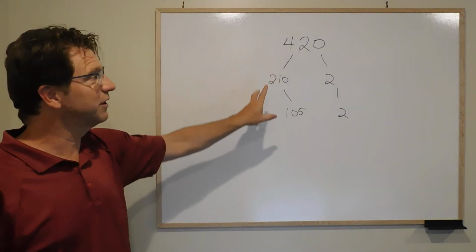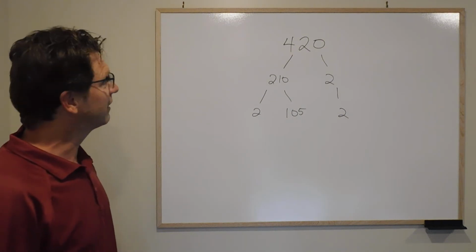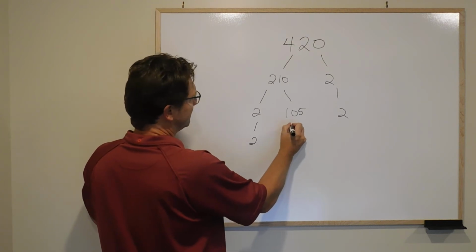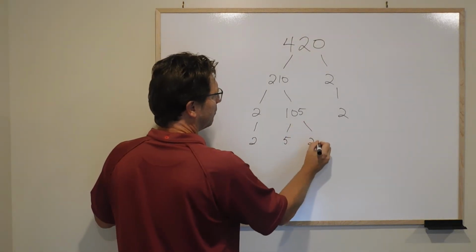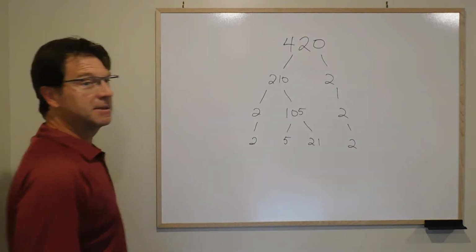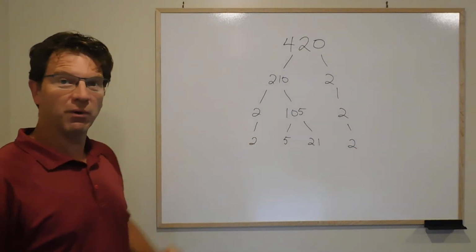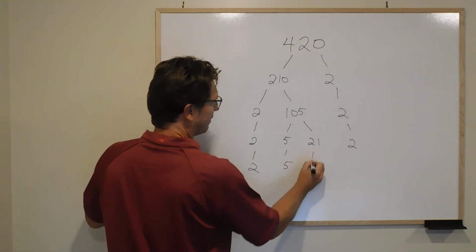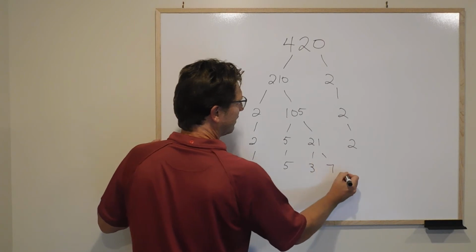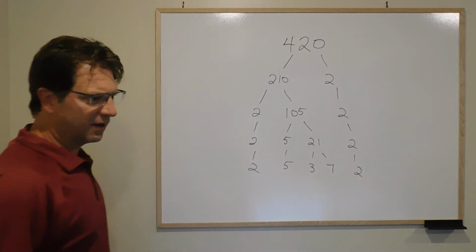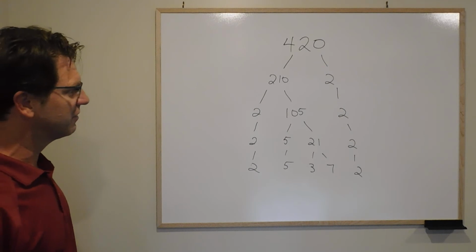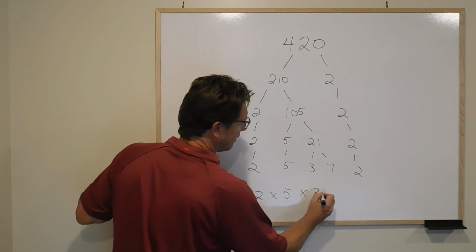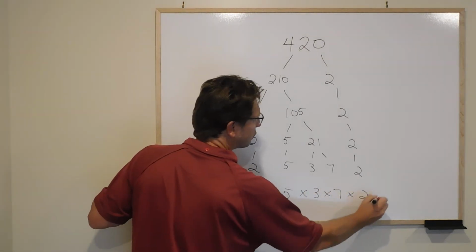And it builds a bit of a tree with branches. That's why it's called a factor tree. Again, 2 is nothing. That looks like 5 times 21. Okay. And then the only one left, 21, has still got options. So that's 2, that's 5, 3 times 7, and that's 2. So 420 can break down into the factors of 2 times 5 times 3 times 7 times 2.